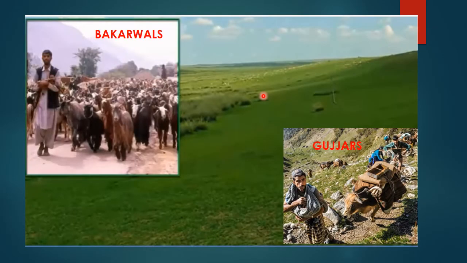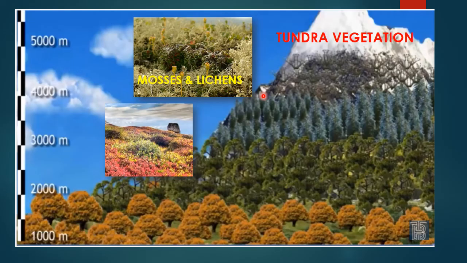So children, here you see they are alpine grasslands. They are used extensively for grazing by the nomad tribes like the Gujars and the Bakarwals. And at more higher altitudes, we have only mosses and lichens which form the tundra vegetation. As we go higher up, we'll find the trees become stunted in growth. There'll be only shrubs and scrubs, and then will merge into alpine grasslands. And if we further go up, at higher altitudes, we'll have the tundra vegetation, where there'll be only mosses and lichens growing.